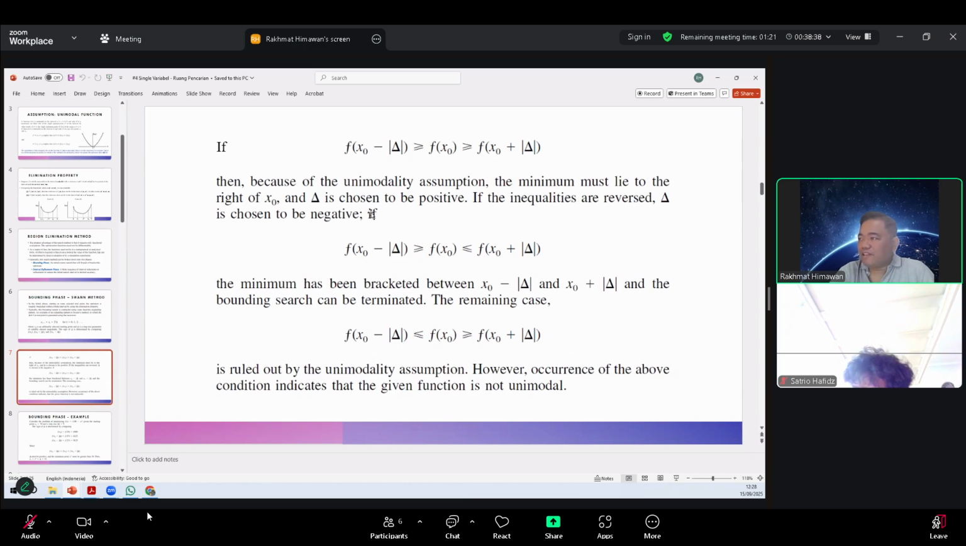Now the second if, it should be here. If this is not the condition or the reverse of this, but this one, f(x0) is actually in between these two. f(x0) is in between these two. That means the minimum has been bracketed between them. That means it's between these two. So it's correct. This is what you want to find.